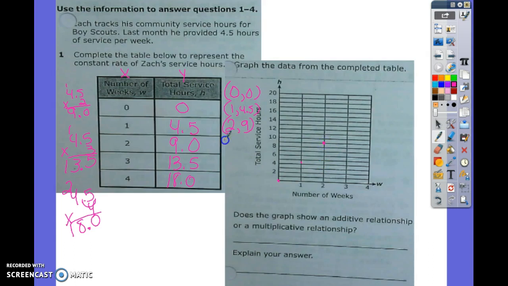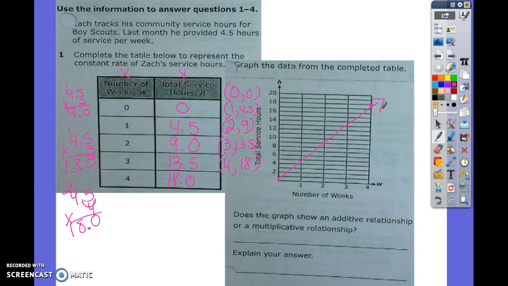Our next ordered pair is going to be 3 and 13.5. Start at 0, 0, go over 3. So that's 9, 10, 11, 12, 13.5. Be right there. And then we'll also have 4 and 18. Start at 0, 0, go over 4. 14, 15. And so 4, 18 would be right there. And then we can draw a line to connect.